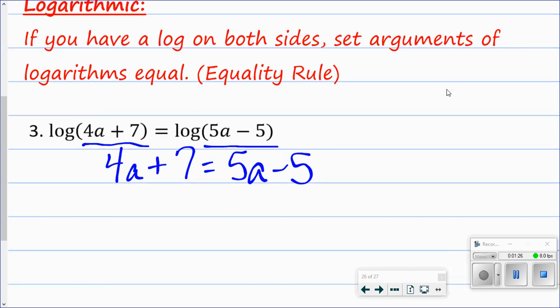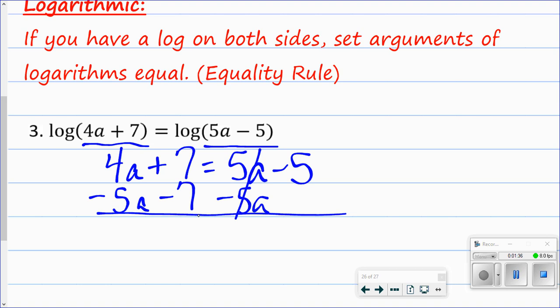And then I can quickly solve this, subtracting 5a from both sides. I don't know why I subtracted 5a. I should have subtracted 4a, but since I've done it, I'm going to go ahead and go with it. And subtracting 7. So negative a equals negative 12. So a equals 12.